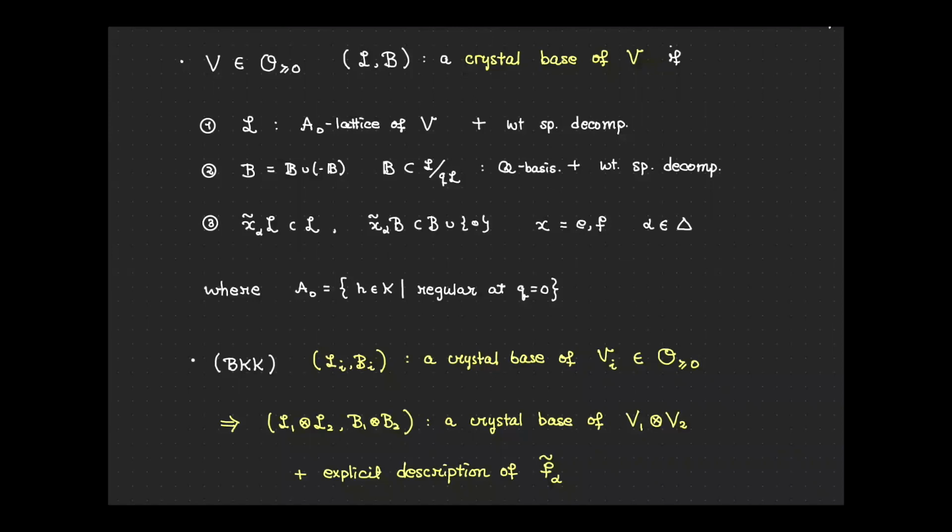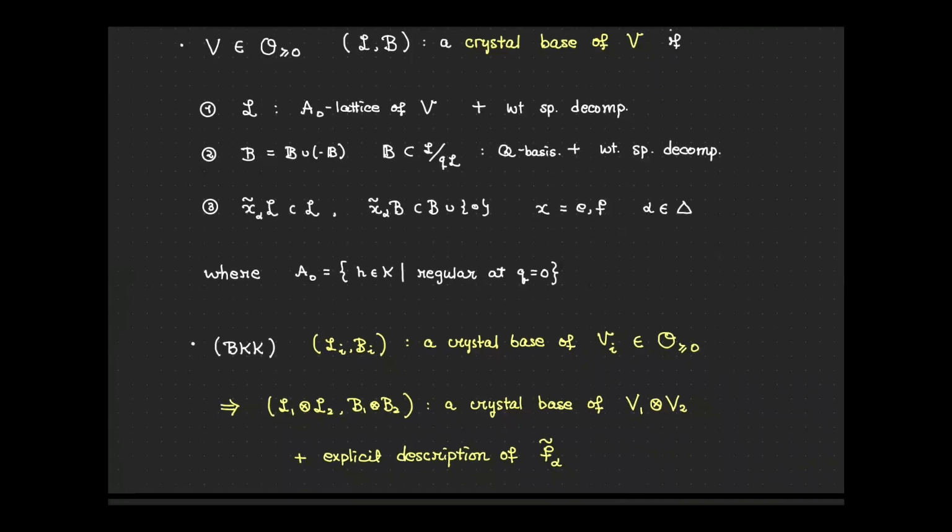Furthermore, in the same paper, it was shown that one of the powerful theorems in crystal base theory, the tensor product theorem, also holds. They showed that the tensor product of two crystal bases becomes a crystal base of the tensor product. And also what is good is that there is a very explicit combinatorial rule for the crystal operator.